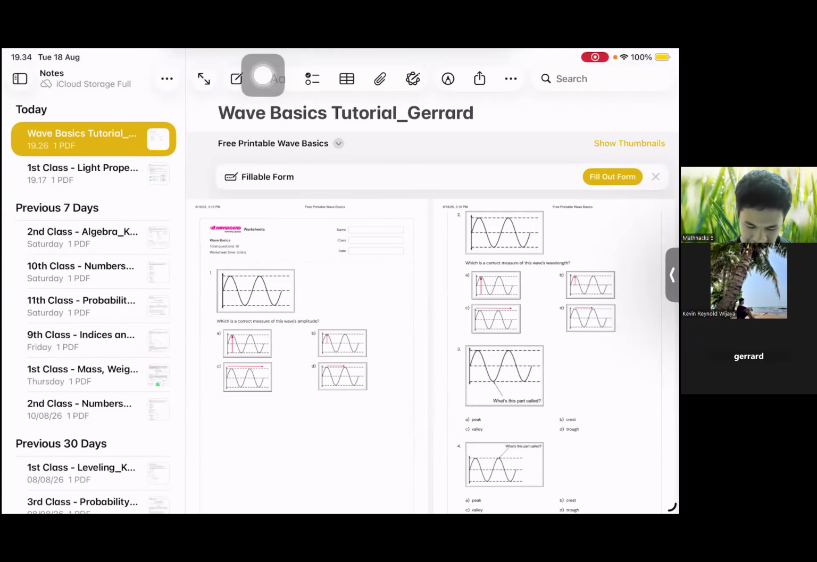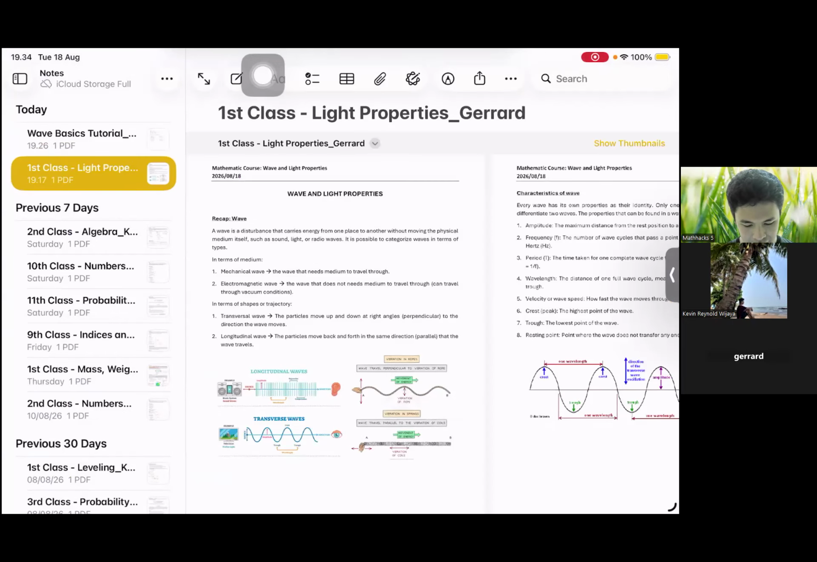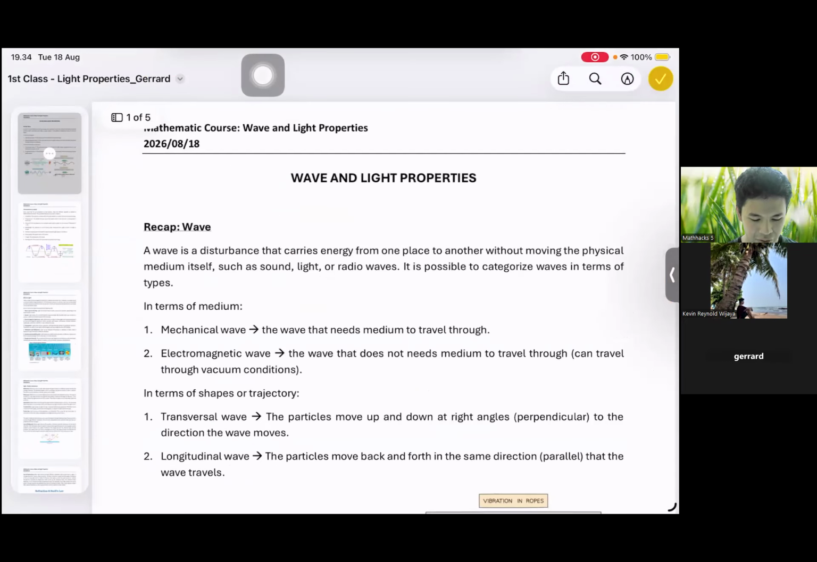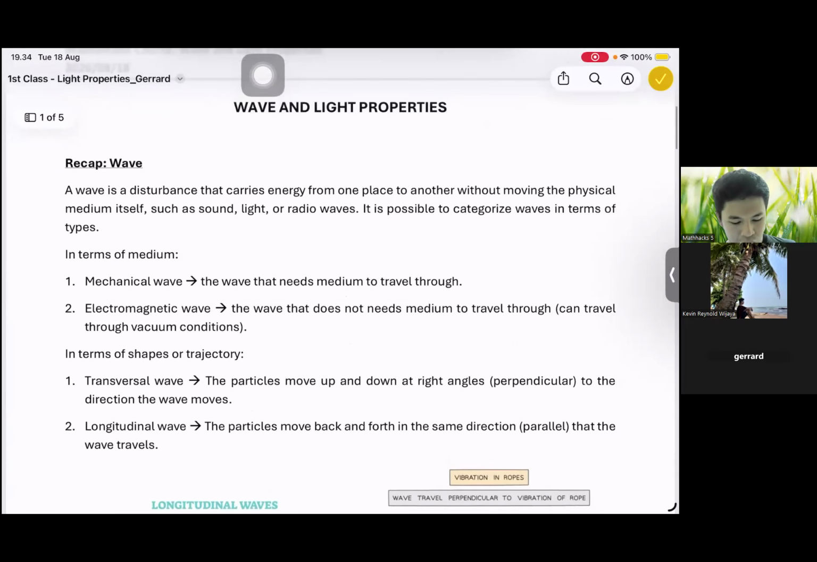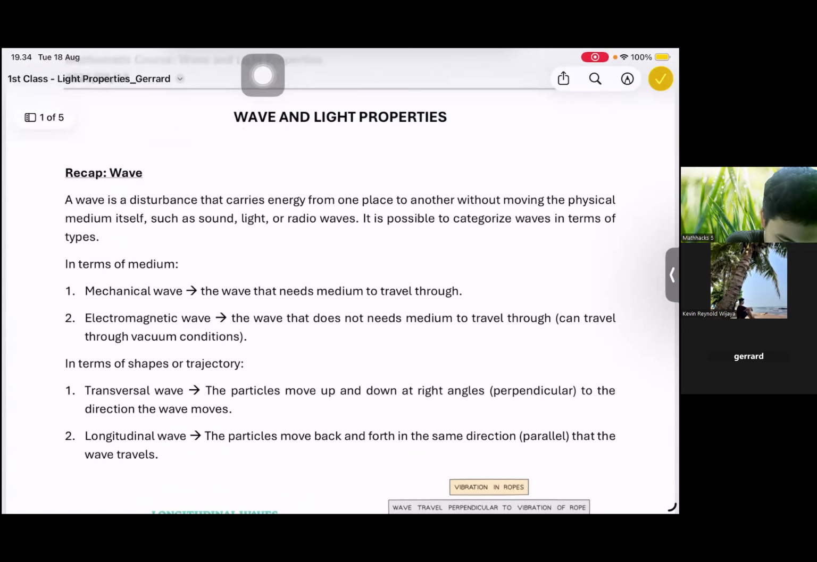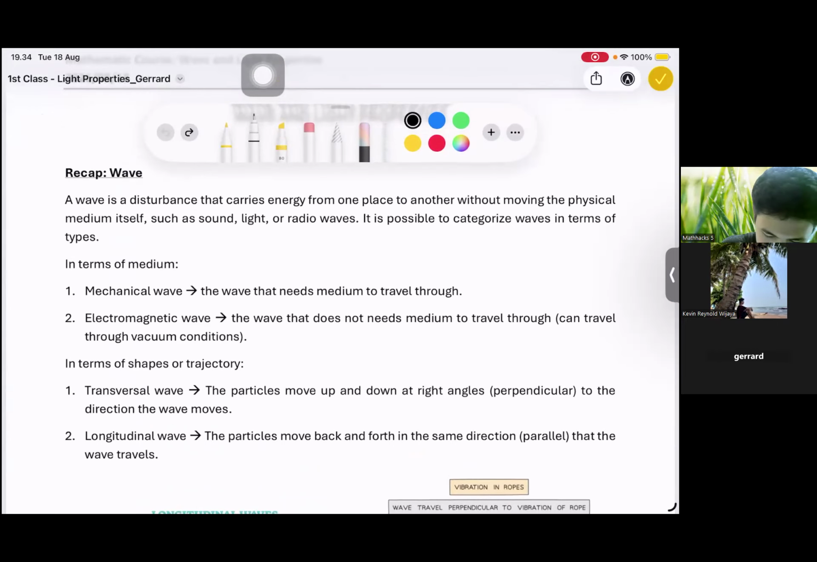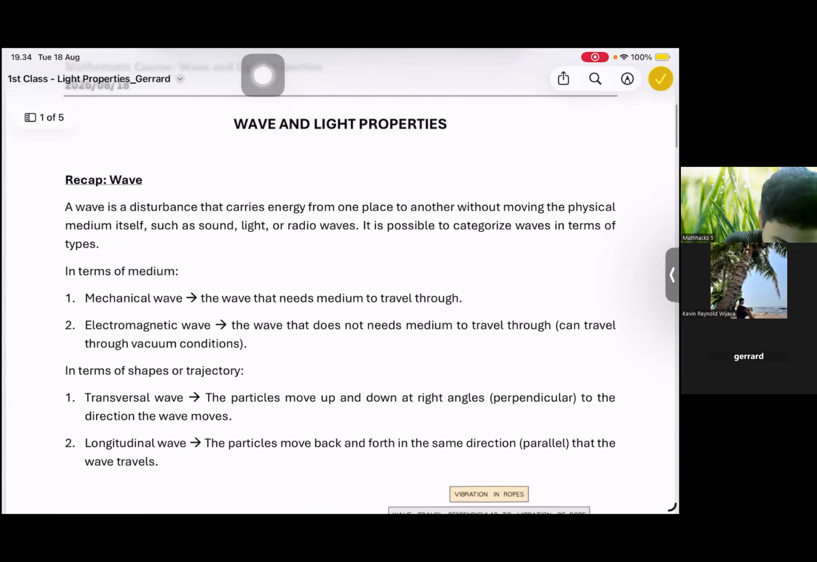Okay, so let's have a little bit of review about wave. Two weeks ago, we talked about wave. Okay, so wave basically is an energy transfer. I will make a note here. Wave is energy transfer.